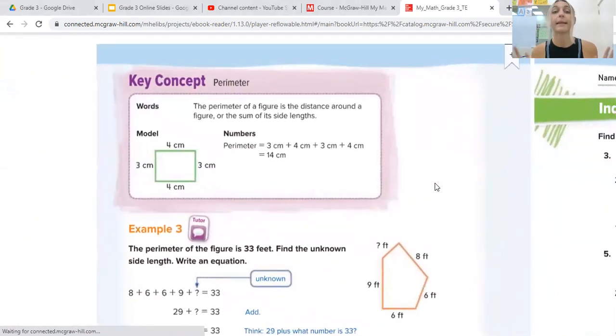Now, here's our key concept. If you ever forget, look back at this box. The perimeter of a figure is the distance around a figure with the sum of its side lengths. Sum means add, addition. So we have all the side lengths, we add them together to get the perimeter.